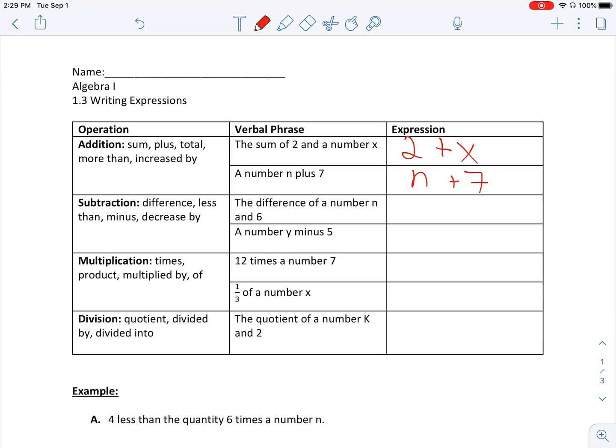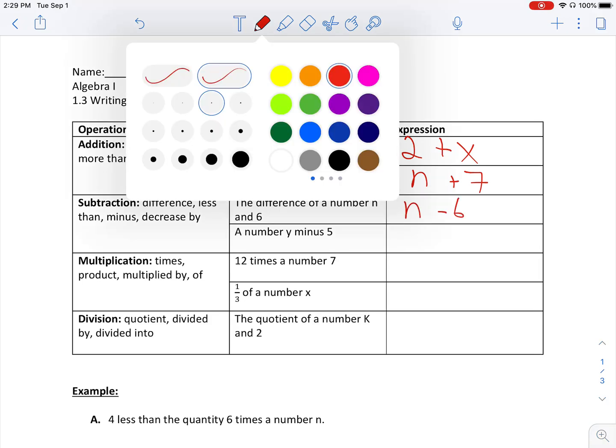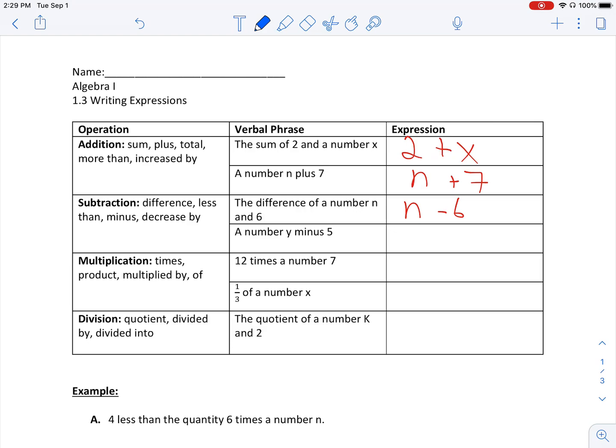Okay, subtraction. When you see the word difference, less than, minus, or decrease by, those are all indications that the operation will be subtraction. The difference of a number n and 6 would be n minus 6. And a number y minus 5 would simply be y minus 5.